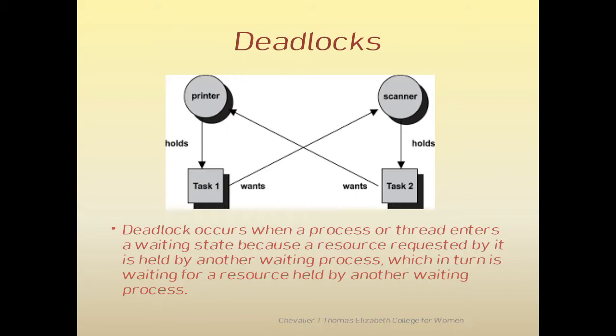As we can see in this figure, task 1 needs the scanner to complete, while task 2 needs the printer to complete. Task 1 is holding the printer and is waiting for the scanner, while task 2 is holding the scanner and waiting for the printer. Task 1 can complete only when task 2 completes and releases the scanner, while task 2 can complete only when task 1 completes and releases the printer. So both the tasks are waiting for each other infinitely. This is a situation of a deadlock.